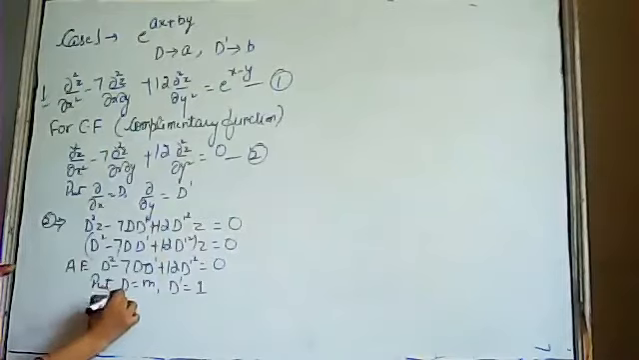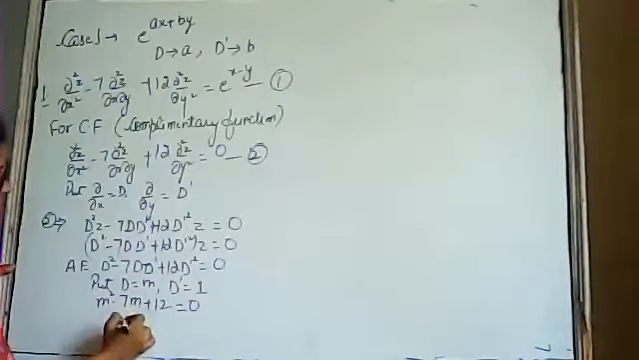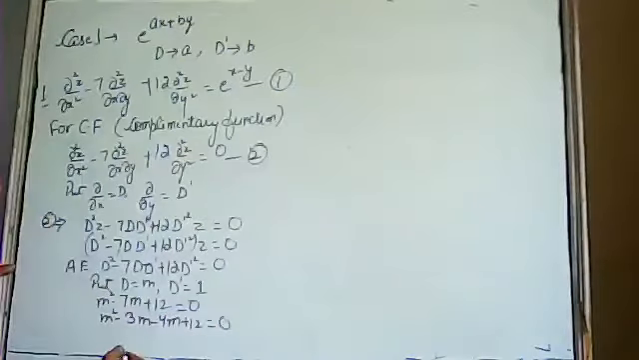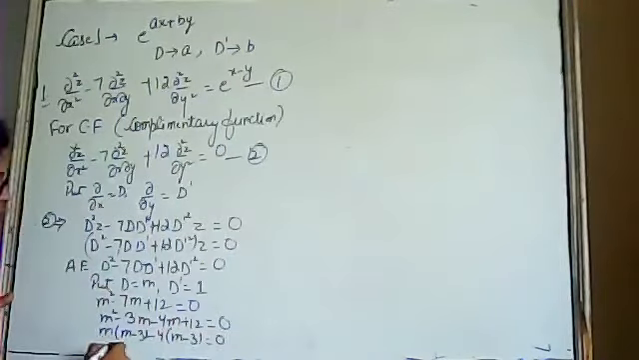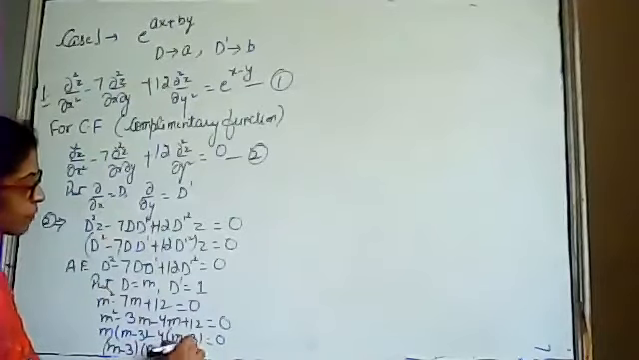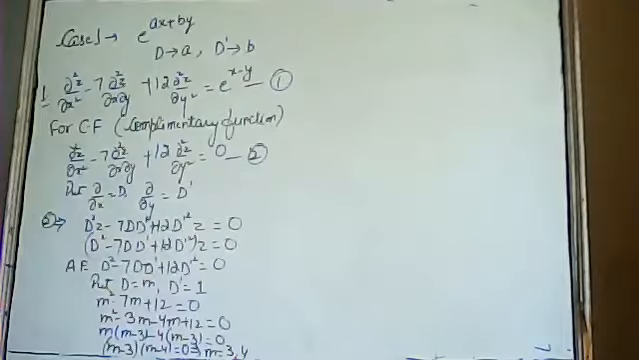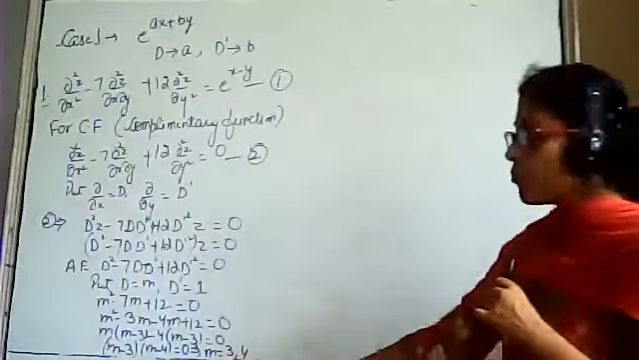So we get m square minus 7m plus 12 is equal to 0. It will be m square minus 3m minus 4m plus 12 is equal to 0. M common, m minus 3, minus 4 common, m minus 3 is equal to 0. M minus 3, m minus 4 is equal to 0, which implies that m is equal to 3 and 4. We will get two roots, one will be 3 and the other will be 4.